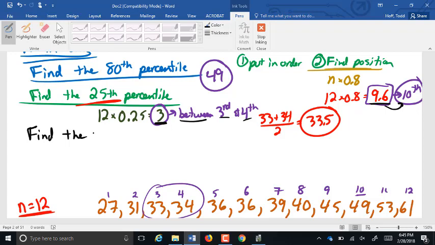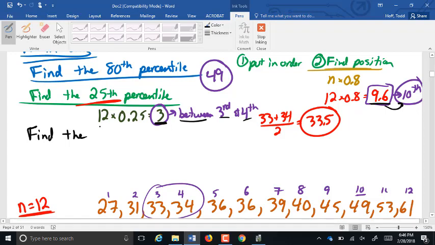Because this is a small data set, by the way, the 10th number is the 80th percentile, but it's also probably the 78th percentile and the 79th percentile and the 81st percentile. You know what I mean? Because there's only 12 numbers. If there were 300 numbers, then each number would be in its own percent. There'd actually be 3 numbers in each percentile.